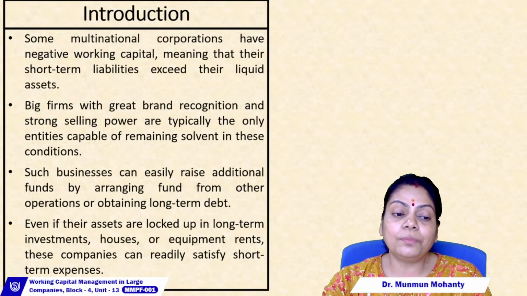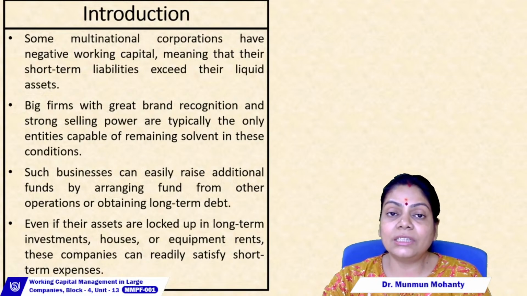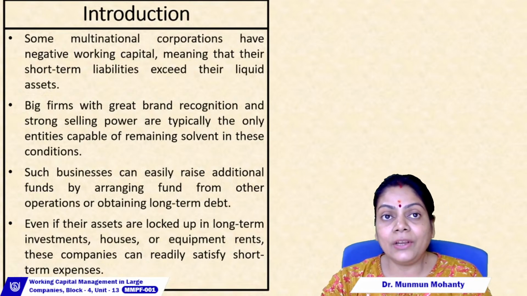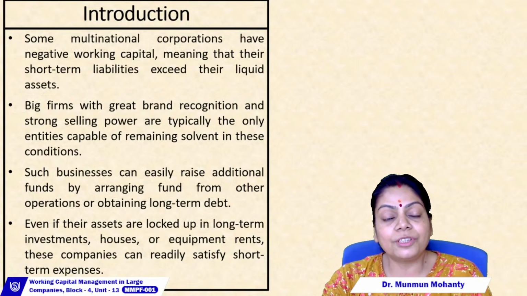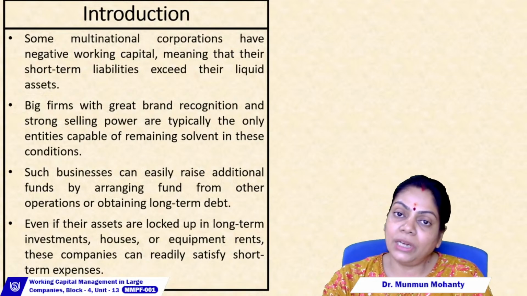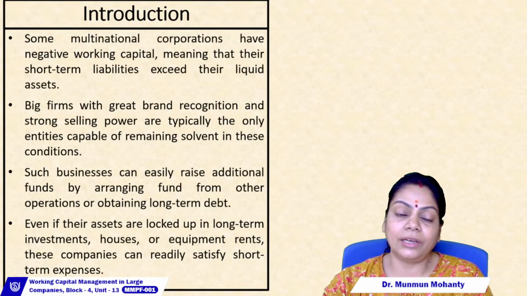Even if their assets are locked up in various kinds of long-term assets or equipment, they can quickly satisfy these short-term expenses by arranging funds from other business operations or from banks. So this is what allows this kind of company to remain solvent. Had any other, let us say, struggling firm operated with this, it is simply not feasible or viable for a small or medium corporation to operate with negative working capital. But large corporations do that because they have strong selling power and great brand recognition.